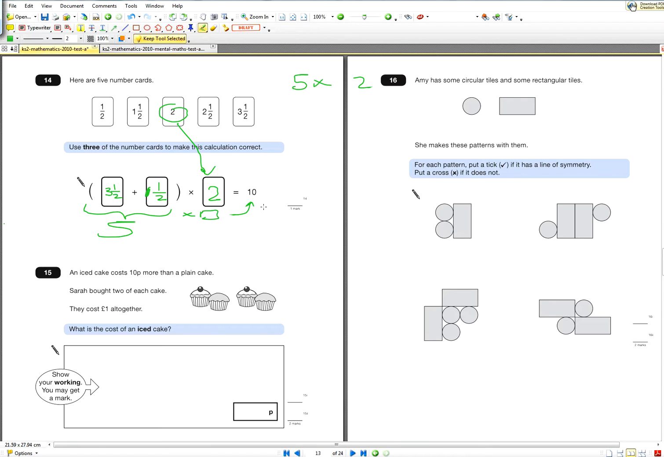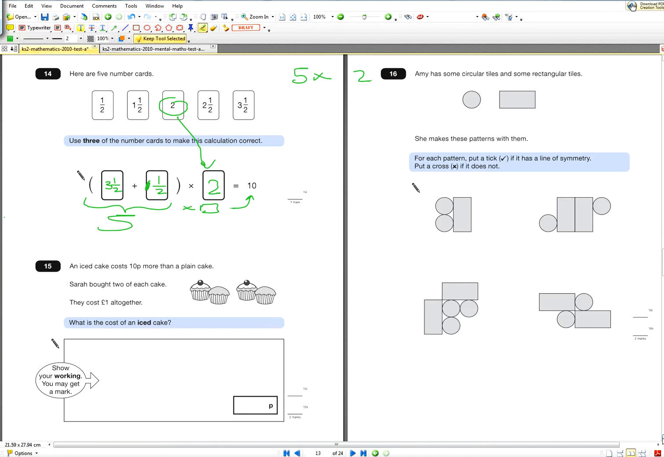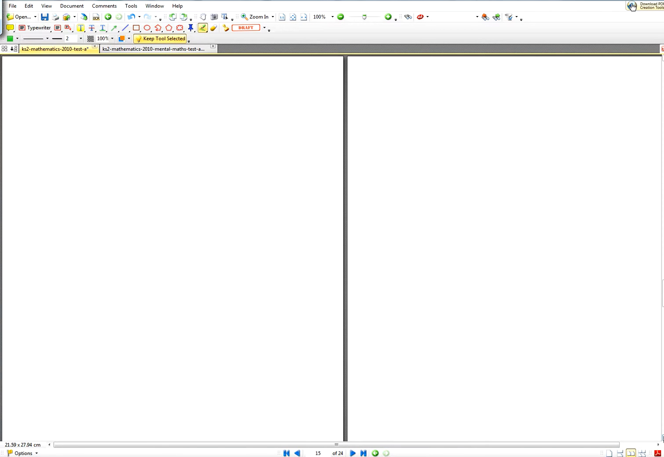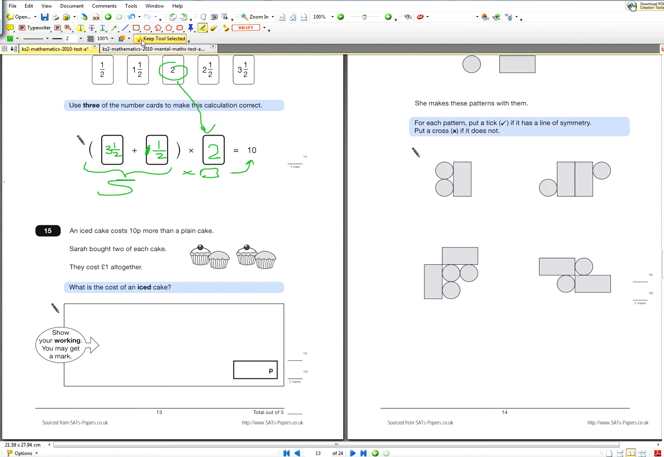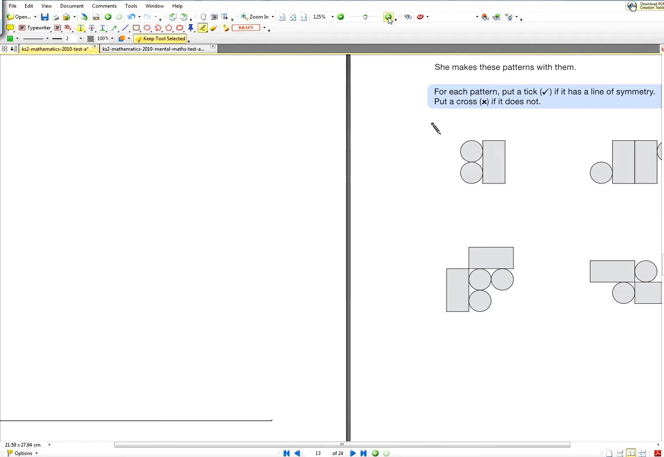Question number 15. Without any further delay. Okay. An iced cake costs 10p. So let's move this page down a bit. Whoa. Excuse me, please. Sorry about that, folks. I think I've got a bit. It's kind of a bit doolally there.